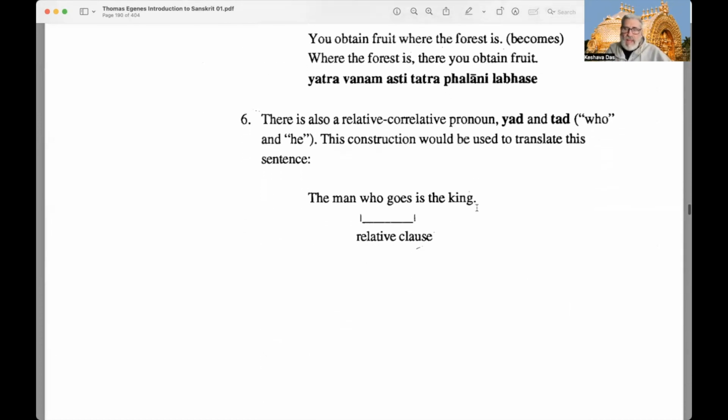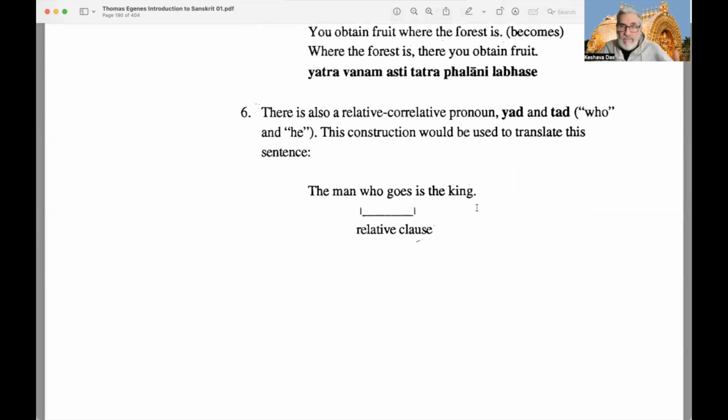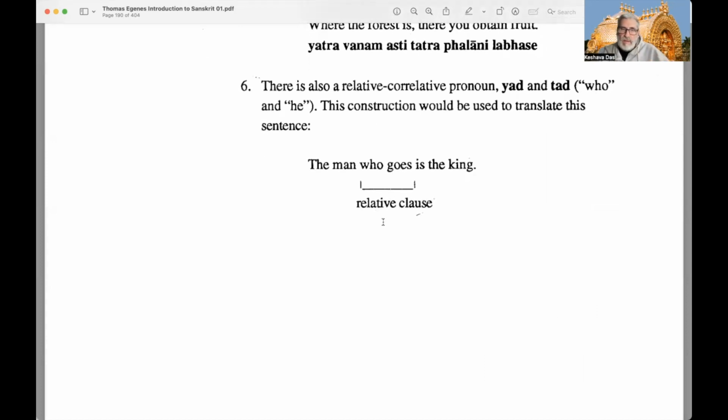Okay. So here we have two, yad and tad. Guess which one is for use in the relative clause and the correlative clause. Obviously, the relative clause is going to use yad and the correlative clause is going to use tad, right? Because they also begin with ya and ta. They are who and he. This construction would be used to translate the sentence: the man who goes is the king. The relative clause, who goes, is in the middle, because we could say the man is the king. The man who goes is the king adds another clause to it. So we have a small part in between, the relative clause, and the rest of the sentence, the correlative part, is on either side.